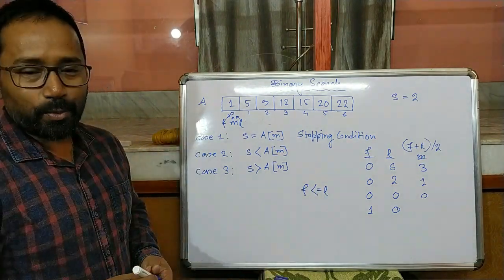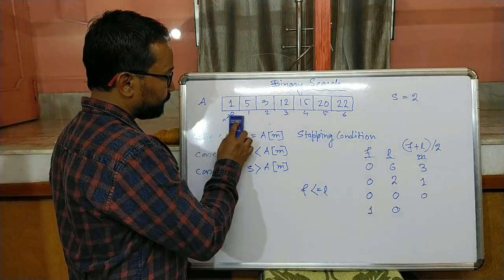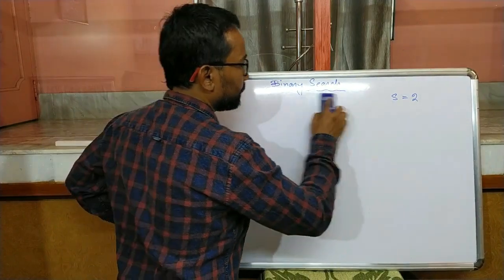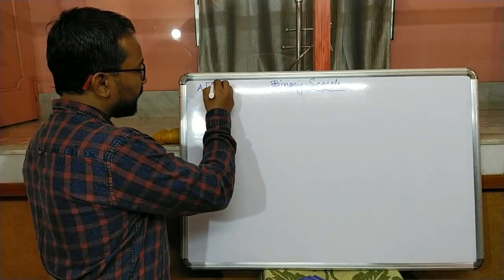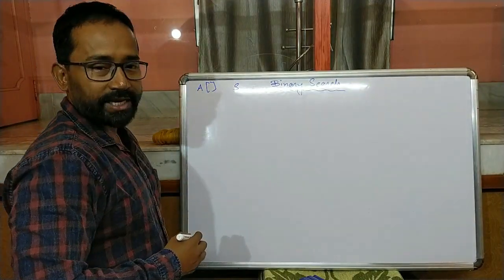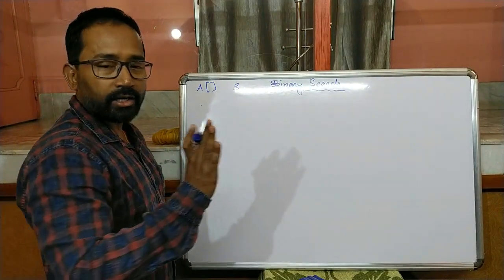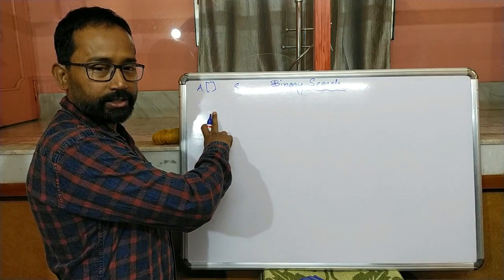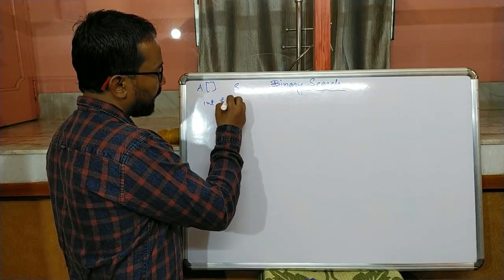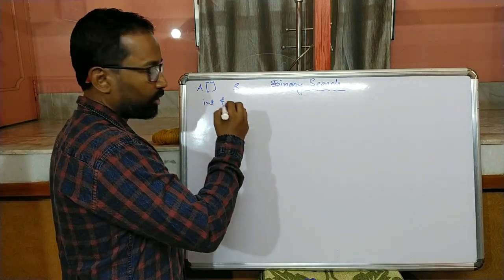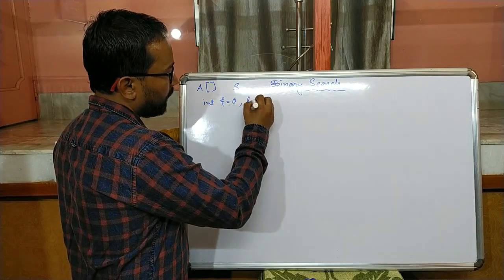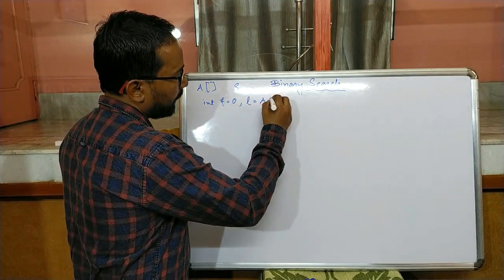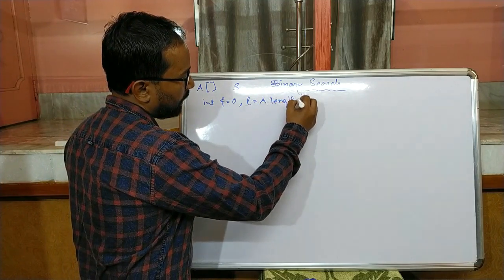Now we will write the program for this. Array is A and the value to be searched is S, means search key. I am not writing class, functions and all these things. I am only writing the code for binary search. So we will declare one variable F to store the index number of the first element, which is 0. L to store the index number of the last element, which is length minus 1. A dot length minus 1.